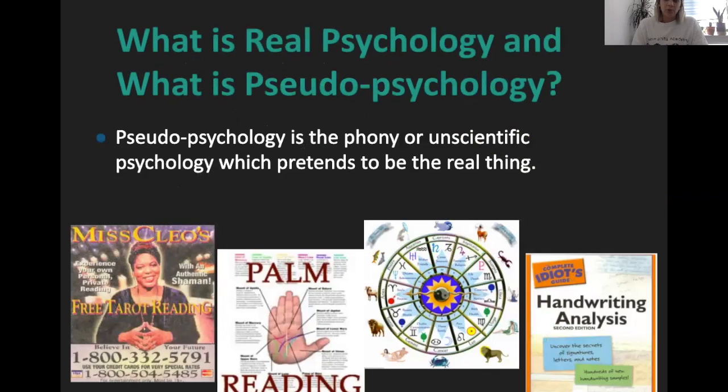So before we move on, just a note on pseudopsychology. Pseudopsychology is any field that attempts to explain human behavior based on unscientific information. So things like palm reading, astrology. I'm a big fan of astrology. You'll hear me talk about it all year long, but it is not real psychology.